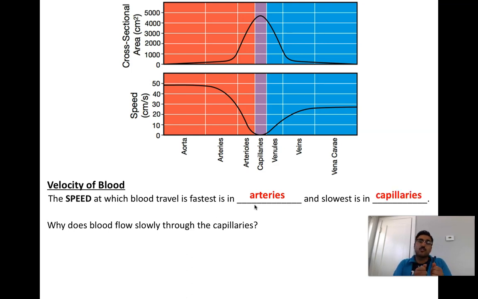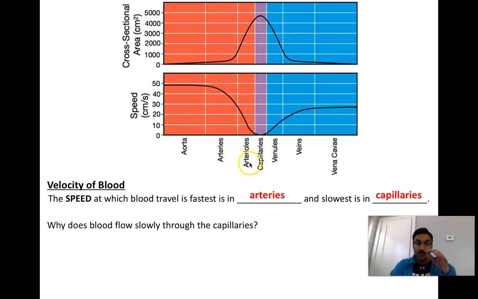Speed is actually the slowest, though, in the capillaries. And this makes sense too. Arteries have a high blood pressure. We are pumping them fast. The blood is moving quite quickly due to that high blood pressure. But the blood pressure slows down significantly in capillaries.